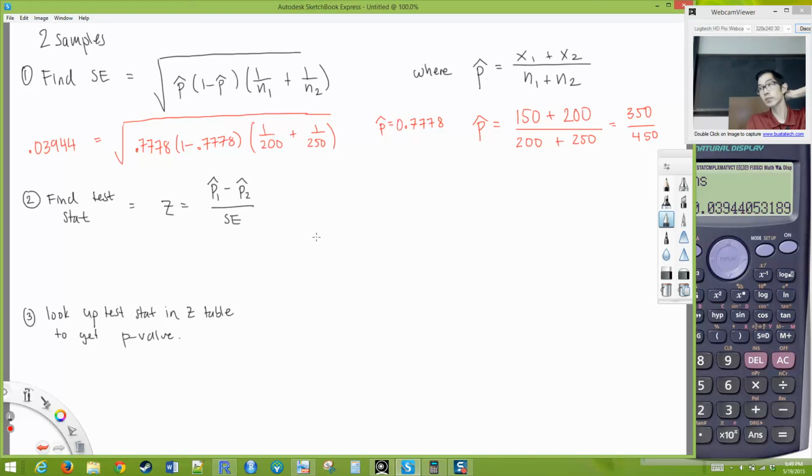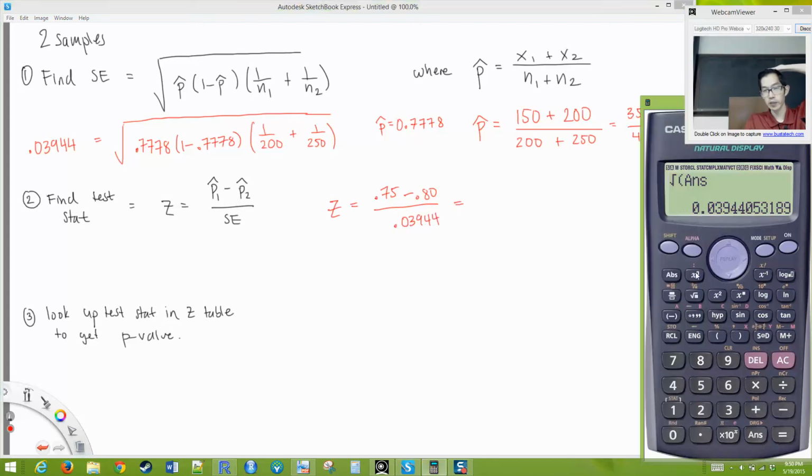Okay, so that's our standard error. It's kind of a lot of work to find the standard error for this problem, but we can do it. We're going to find the test statistic z. So z is equal to p hat 1, 0.75, minus p hat 2, 0.80, divided by the standard error, 0.03944. So I'm going to do parentheses 0.75 minus 0.80 divided by, I'm going to hit the answer key and hit equals. And I get negative 1.267. So I'm going to just round off to negative 1.27.